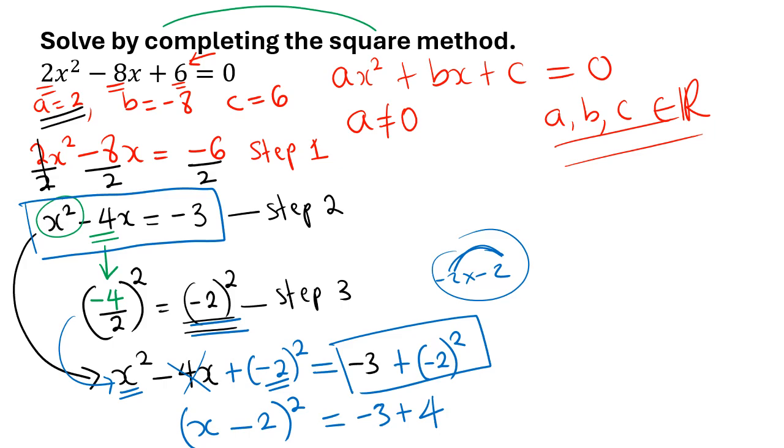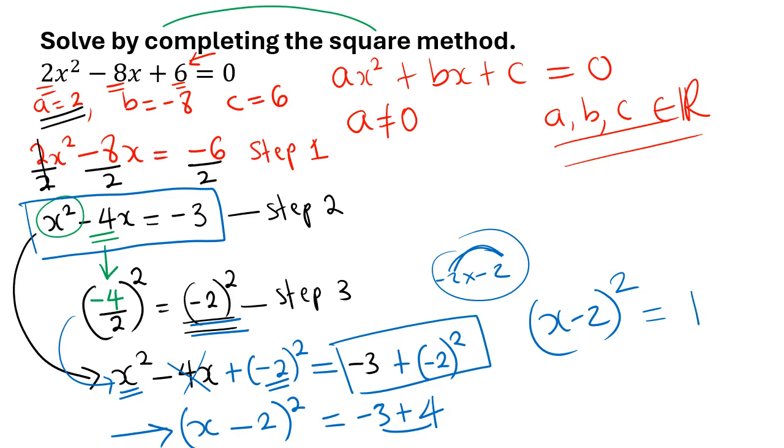Meaning that if you expand this result here, this x minus 2 all squared, it should give back x squared minus 4x and negative 2 all squared. Okay, so that's what you do. All right, so from here, we're now going to combine this negative 3 plus 4 to get positive 1. So that means x minus 2 all squared is going to give 1.